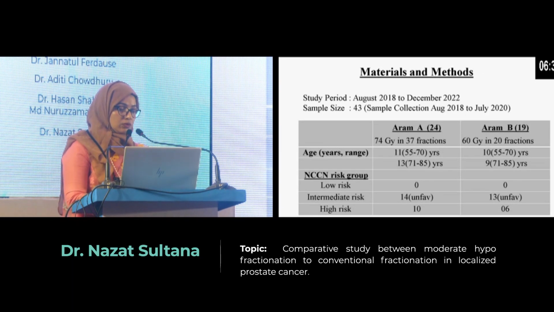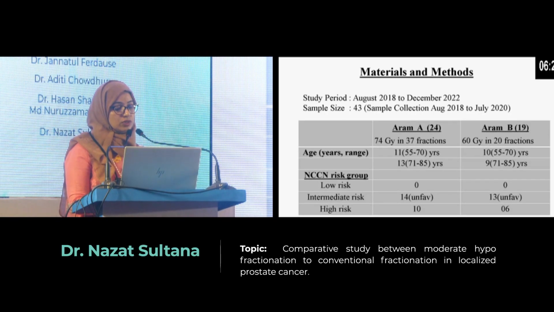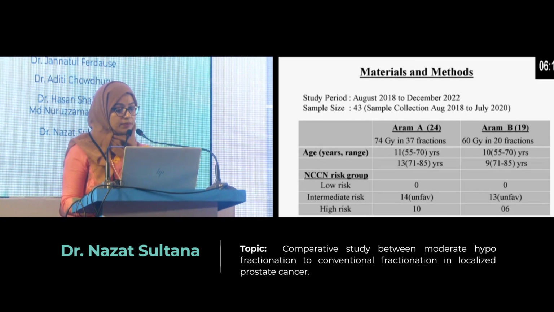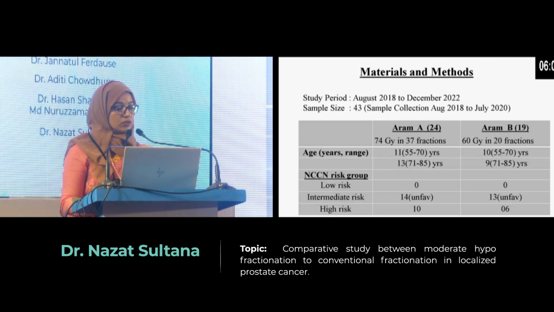The study period was August 2018 to December 2022, but the sample was collected from 2018 to July 2020, and the total sample was 43. In arm A, the patients who received conventional fractionation radiotherapy were 24, and in arm B, 19 patients received 60 gray in 20 fractions. In age group, most patients in arm A, 13 patients, were 71 to 85 years, and in arm B, 10 patients were from 55 to 70 years.